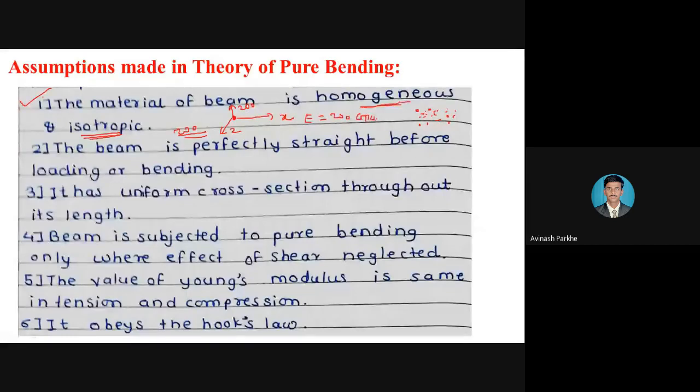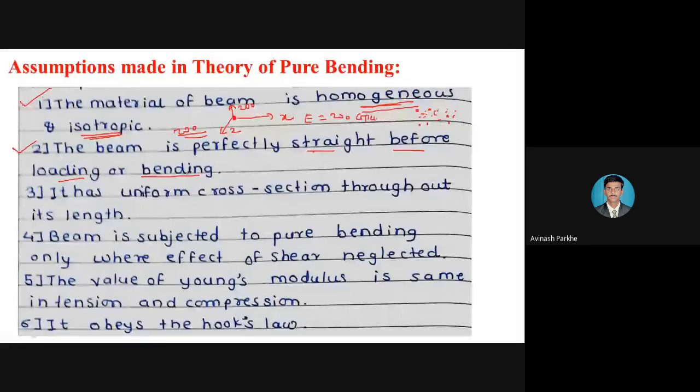Therefore, this homogeneous and isotropic property is related to the property of the material in all directions. The second assumption is that the beam is perfectly straight before loading or after bending. Before loading, the beam should be perfectly straight without application of load.